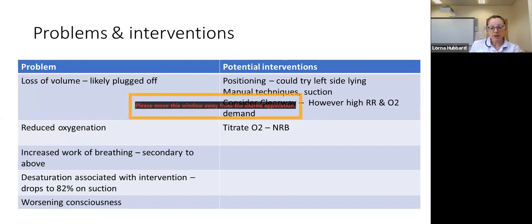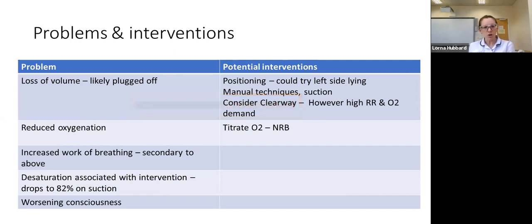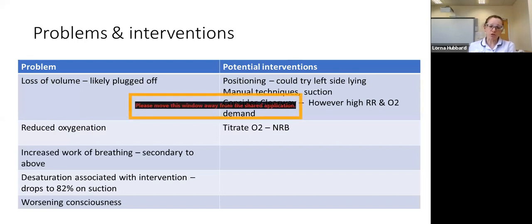Could consider Clearway. As I said, I'm basing this on somebody I was called to, and I did think about that afterwards. But at the time I saw him, it was very much this end of the bedogram where, looking at this patient, there was no way he was going to tolerate a Clearway. It was something I thought about, could I have done that afterwards? But it wouldn't have been successful with him because of his respiratory rate. When I suctioned him, I took his oxygen off to do that, and he dropped into the low 80s. So it wouldn't really have been safe to do so.